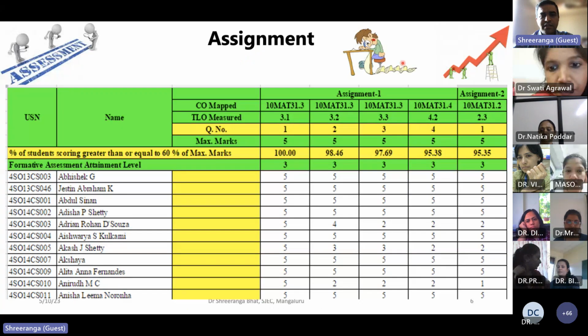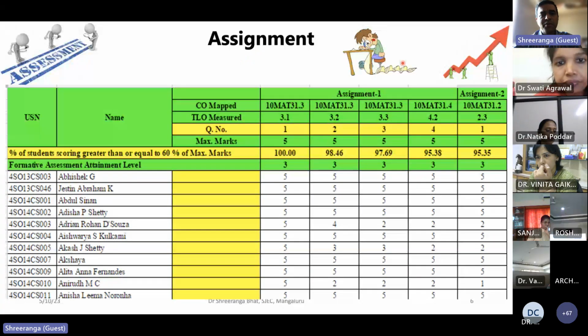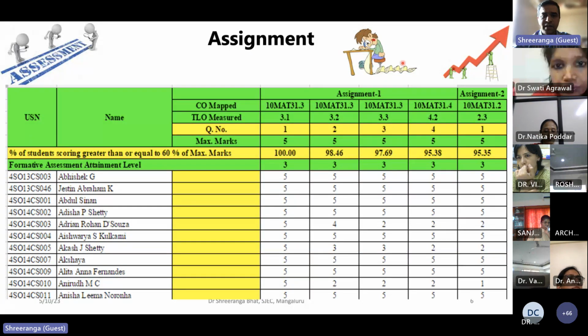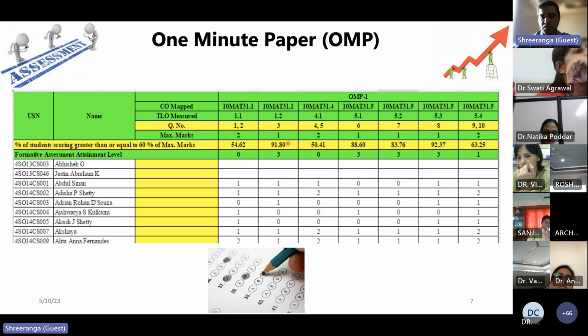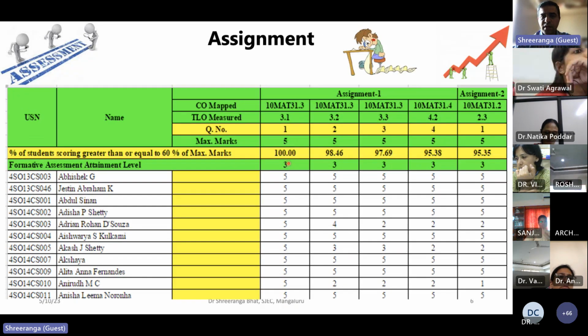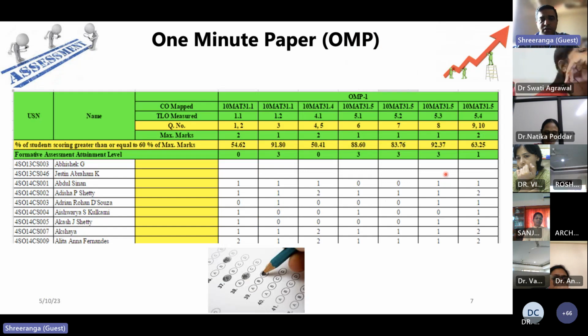So next, let us say we are going for assignment. The same procedure needs to be adopted even for the assignment. If you are going to ask for 5 marks, let us say, 60% of the maximum should be taken into account. And here sometimes I have seen that students get good marks in assignments. That's why levels are always on the higher side, level 3. Now the same procedure will be adopted for the survey.